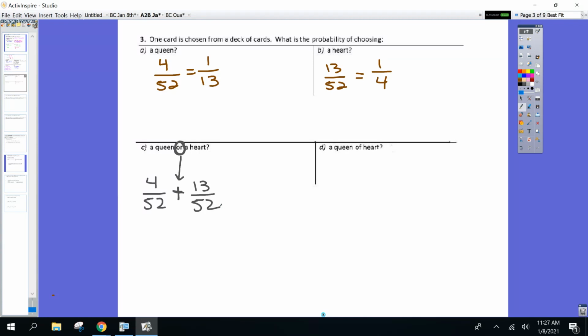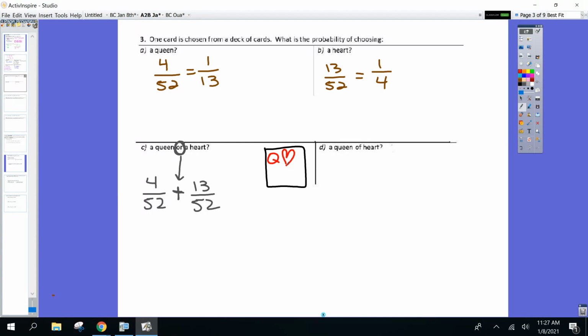Here's where we got to really buckle down and be studs now. Now you have to think, is there anything they have in common? Is there a card out there that could have a queen and a heart at the same time? Think about it. Anybody, yes or no? Is there a card out there that's got a queen and a heart at the same time? Yeah, it's the Queen of Hearts, right? I'm sorry, I'm going to do such a poor job here, but I got to get the point across here.